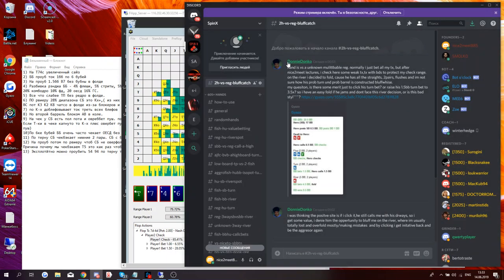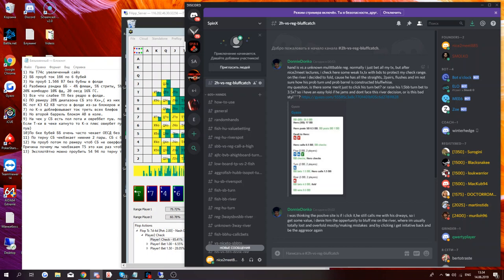So, our hero says that is a non-multi-table rec, normally. I just bet all my 10x, but after an estimate lecture, I check here, some weak 10x, with better for that to protect my checking range. Well, just like some weak 10x, yeah, I think the strategy is good. On the river, I decided to fold because he has all the straights, two pairs, flushes, and I'm not sure how his probe turn and probe barrel is constructed bluff-wise.